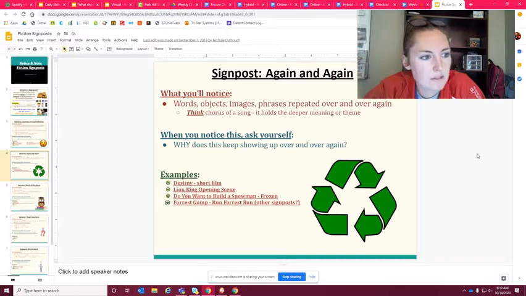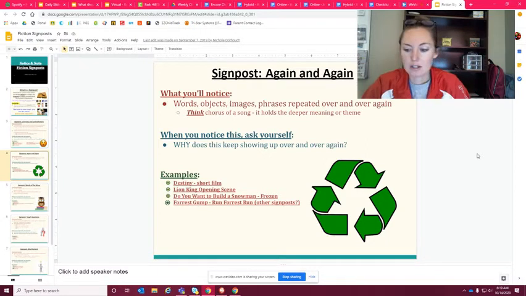So what you'll notice about this one is that there's words or objects or images that repeat themselves again and again, and over time it holds a deeper meaning. So we talked about when we have a fiction signpost, it's a place that you stop and you ask yourself why. So the question here says when you notice this, ask yourself, why does this keep showing up over and over again? There has to be some sort of deeper meaning on why the author did that. So we're going to take a couple of examples. I just want you to watch them, and then we'll talk about it when it is over.